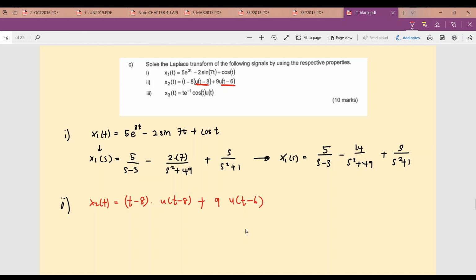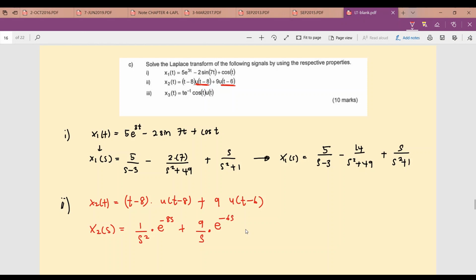Kalau kita tengok kat sini, t adalah unit ramp, kan? So, bila ramp sebenarnya 1 per s kuasa 2. t adalah ramp, tapi disebabkan masa dia ada shift, kita darabkan dengan e negatif 8s. Okay, plus dengan 9. 9 ni actually constant, so constant adalah 9 over s. Okay, 9 over s, tapi masa dia shifting. So, that's why kita jawab dengan e negative 6s. Macam tu lah.